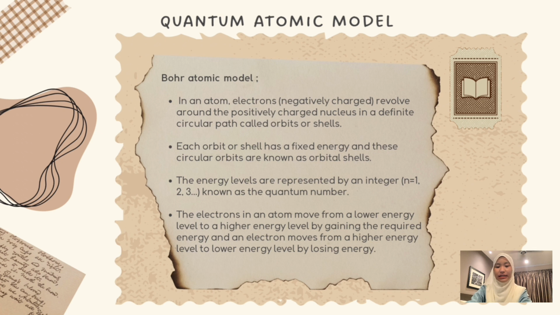Other than that, the electrons in an atom can move from a lower energy level to a higher energy level by gaining the required energy, or from a higher energy level to a lower energy level by losing energy. For example, in the flame test experiment, when it's being burned, the atom will move from the lower energy level to a higher energy level in the excited state, but not long after that, it will return to its normal state, which is the lowest energy level.